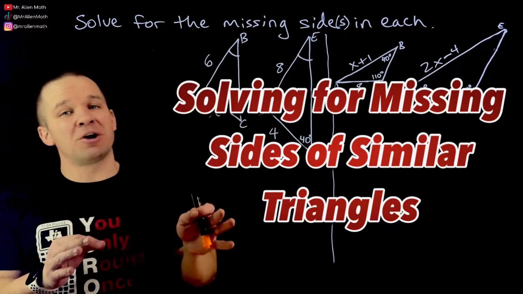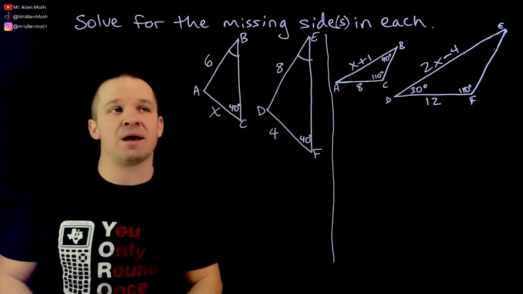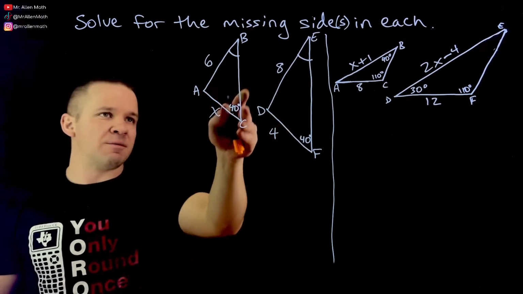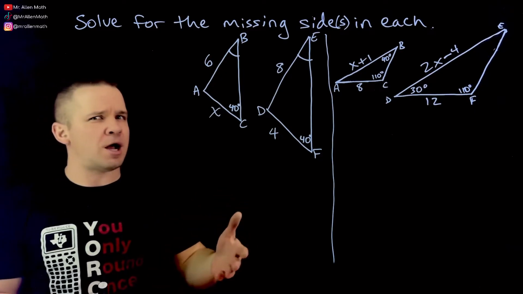Mr. Allen with some similar triangles here. We'll be solving for the missing side or sides in each one of these examples. So first one here, I got triangle ABC, triangle DEF. Got some information about sides. We're going to be finding this one right here. And some angles. Well, are these triangles similar?